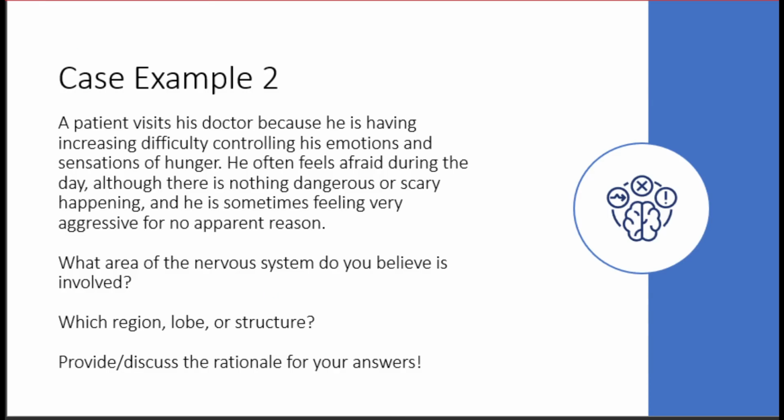Okay, after you've written it down, let's talk about the amygdala. So this is the most likely. There's definitely other factors to consider, and hopefully you've thought about all of those as well. But the amygdala is probably the most likely here in regulating emotion and aggression.